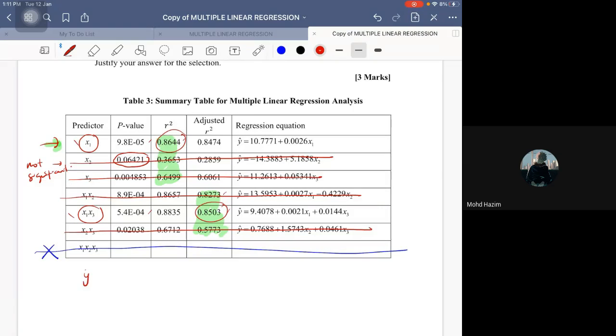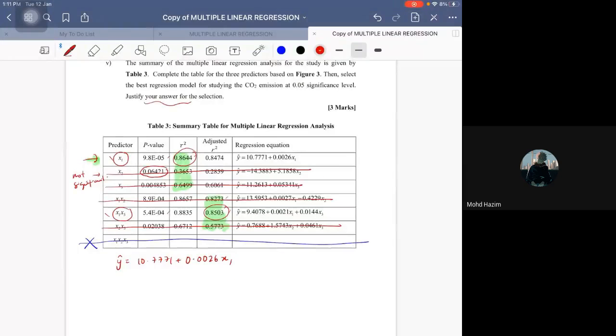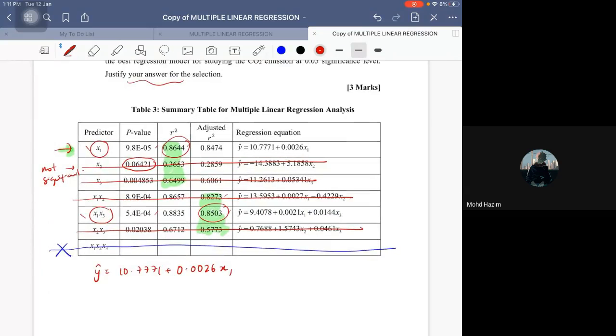So our model is going to be 10.7771 plus 0.0026x1. This is going to be the best model. And of course, if the question asks you to justify, just mention the fact that it has a small p-value and it has a large r square. So that is going to be the justification, that's the reason why we pick that.